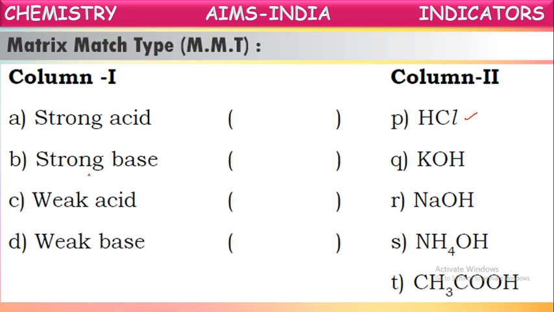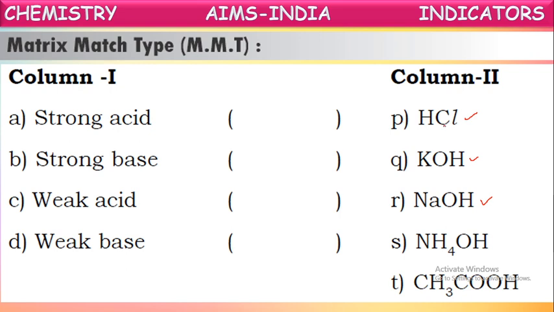See, strong base among the given. Potassium hydroxide is one of the strong bases. Sodium hydroxide is also one of the strong bases. So these two are the correct matching for strong base, whereas ammonium hydroxide is a weak base. Acetic acid is a weak acid. Now, which is a weak acid among these? As we told, acetic acid is a weak acid. Which is a weak base? Ammonium hydroxide.